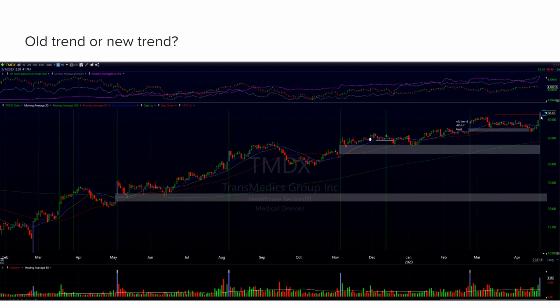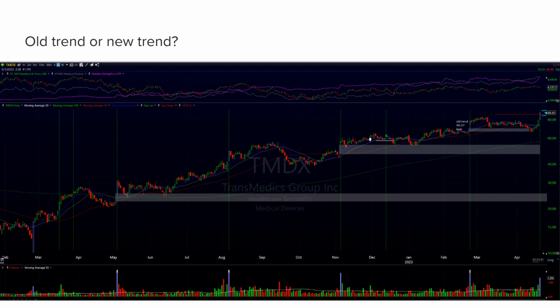Do you think I'm going to add this to my earnings winners list? No, I'm not, because this is clearly an old trend, and I don't like trading old trends, simply because the probability of them making a 5th leg up is much lower.